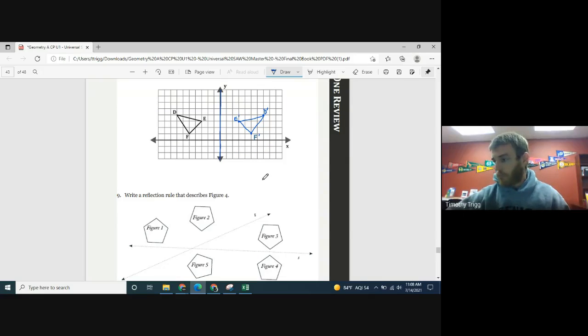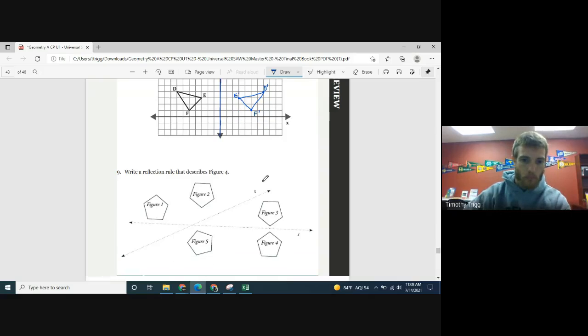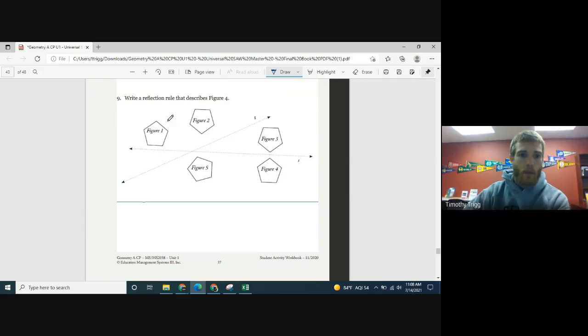Number 9, write a reflection rule that describes figure 4. So here's figure 4. So which of these other figures is a reflection for figure 4? Well, hopefully you can see that that's figure 3 across line S. Okay. You see how figure 4, if you reflect across line S, you get figure 3.